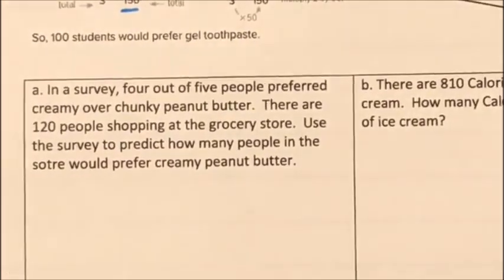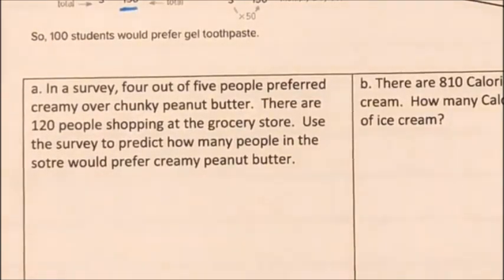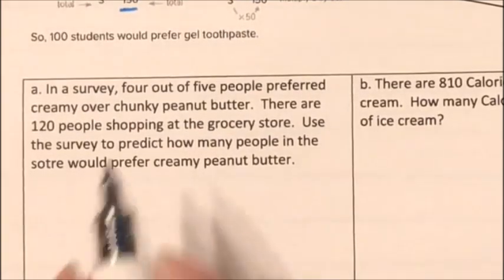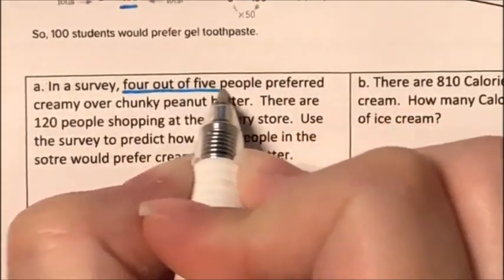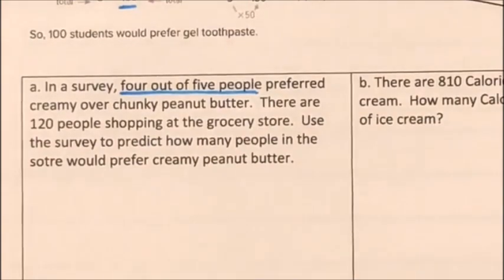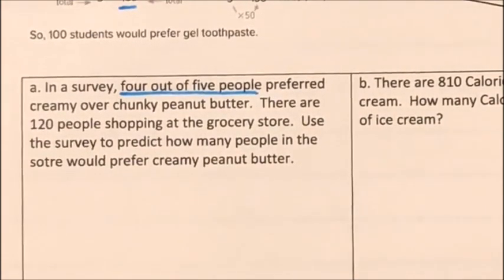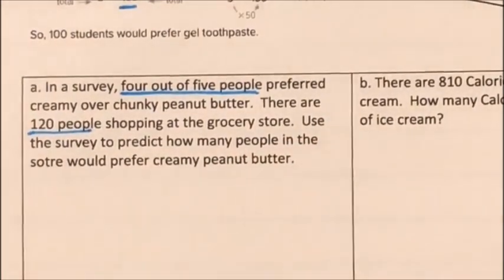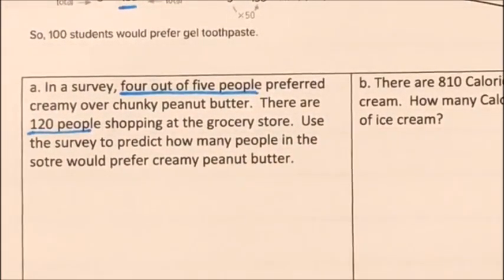All right, so the first problem is, in a survey, 4 out of 5 people preferred creamy over chunky peanut butter. There are 120 people shopping at the grocery store. Use the survey to predict how many people in the store would prefer creamy peanut butter. So you can either use the bar diagram or you can use equivalent fractions. I'm going to show you the equivalent fraction way.